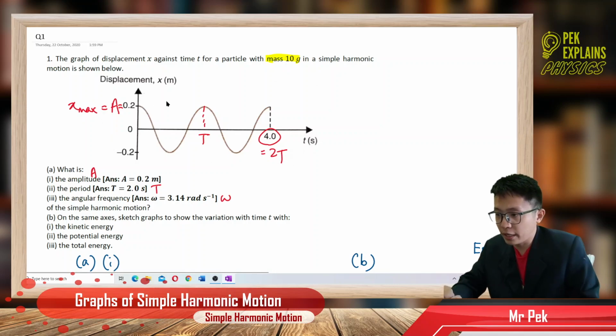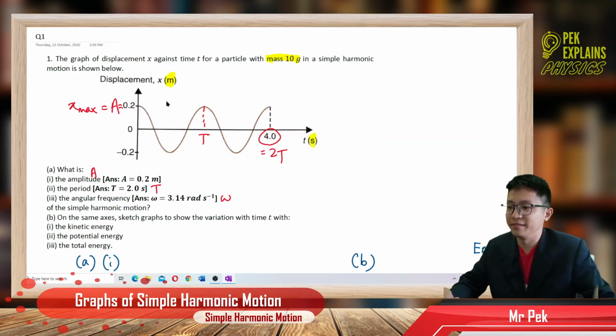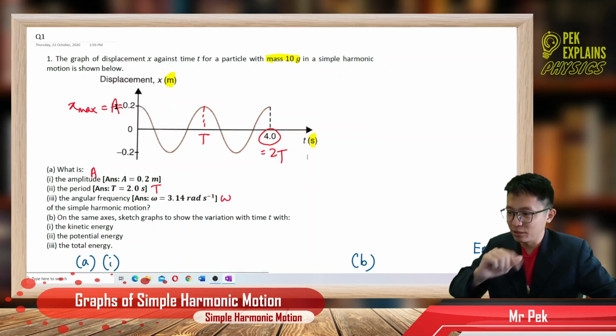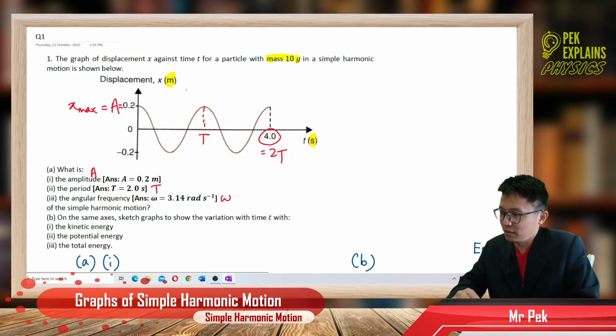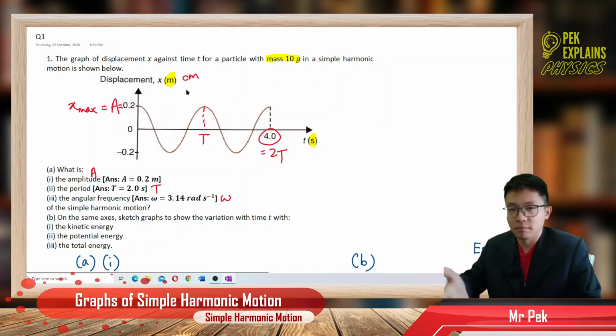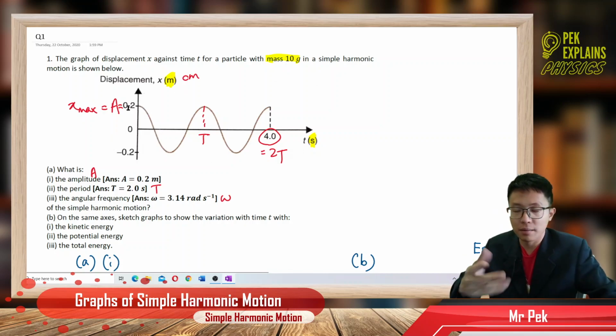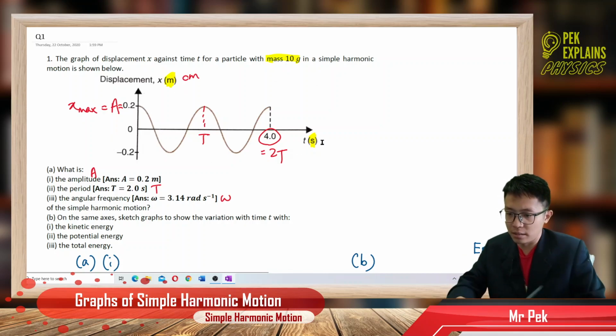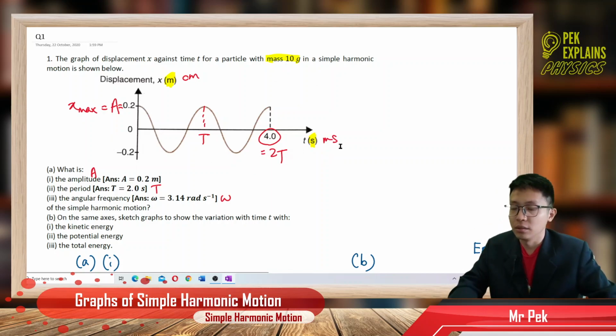Be careful with the unit. This unit is meter, this is second. So take note of the unit. Sometimes it can be cm, then the amplitude is in cm. Sometimes the unit can be millisecond, then our period can be in millisecond. So these are the things we should be careful about.